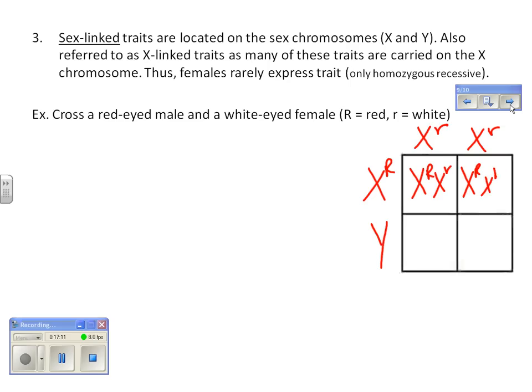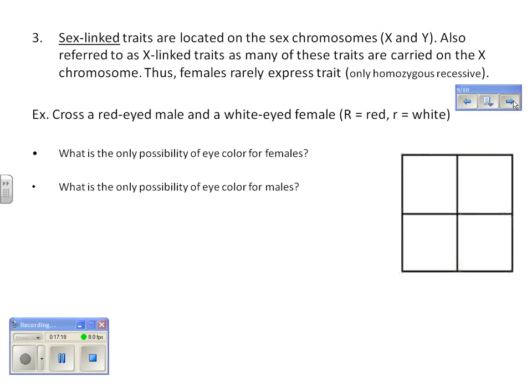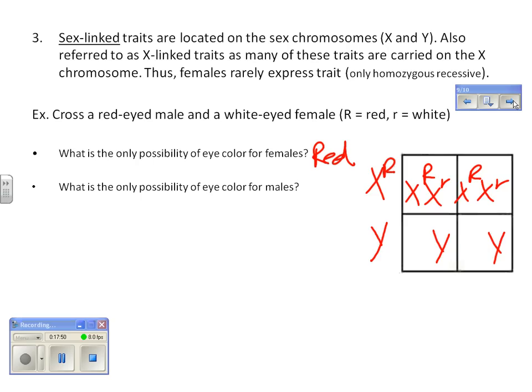So if we perform our cross here, we will see that the only possibility of eye color for females, if you switch back to that screen a little bit, is going to be red eyes, because the male carries the red eye, which means she's going to get at least one of those X's in each box. So even though the other one's recessive, the dominant rule still applies. What is the only possibility of eye color for males? Again, the Y carries nothing, and our X both have a white allele. So the only eye color for sons is going to be white eyes.